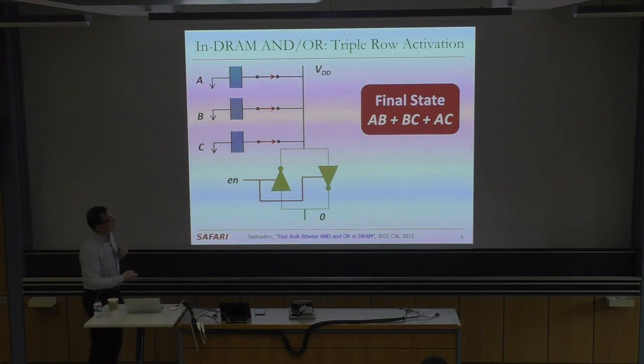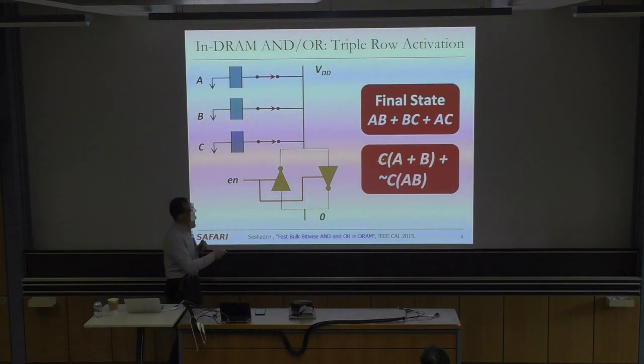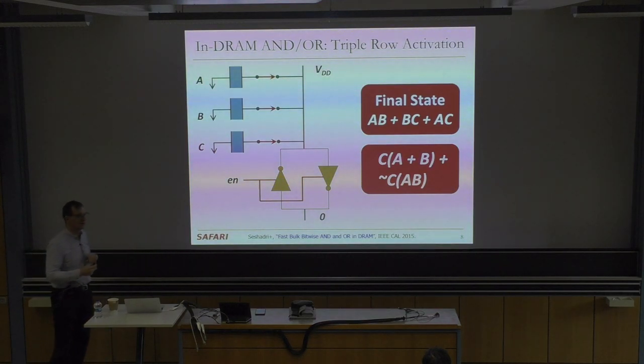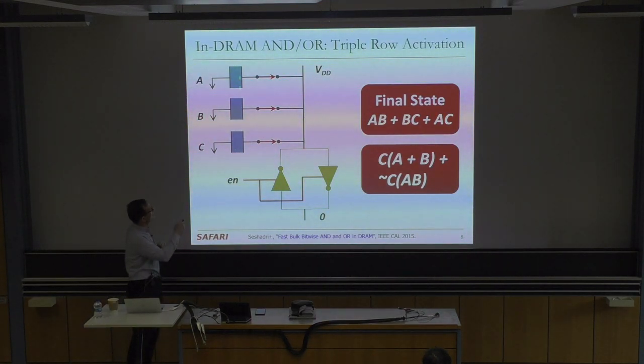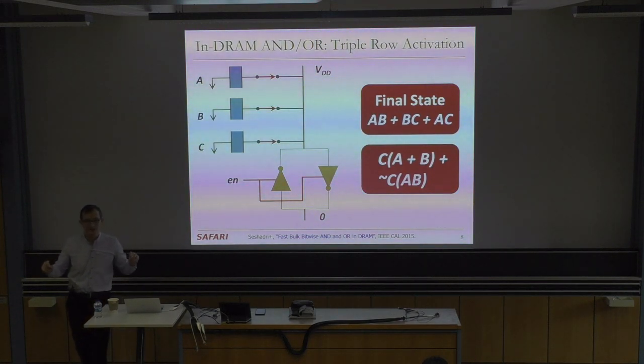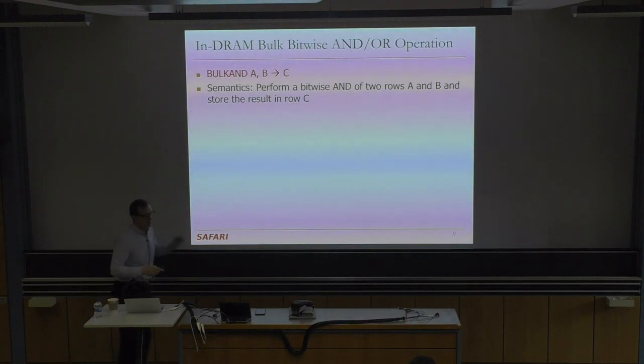But the second realization is that you can rewrite this Boolean equation, right? All of you know Boolean algebra. You can basically take out C over here. If C is set to 1, if you program this to be 1, then you get the OR of A and B. If C is set to 0, then you get the AND of A and B. Now it's becoming more powerful. Right? You can set C to 1 and do an OR operation. You can set C to 0 and do an AND operation. That's the idea. Basically, now we have a bitwise AND and bitwise OR operation across many cells in DRAM at the same time. Okay? So, now the next question.